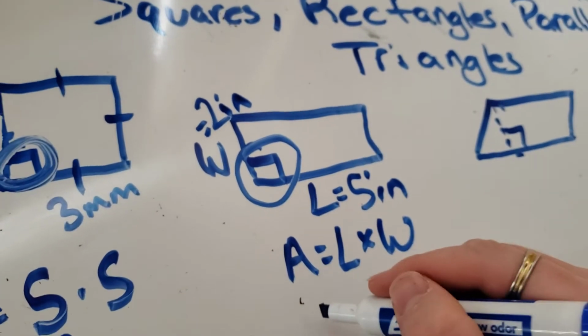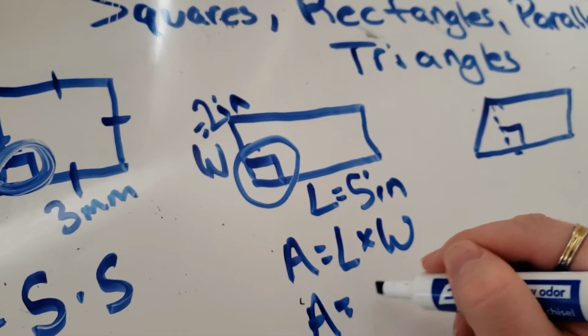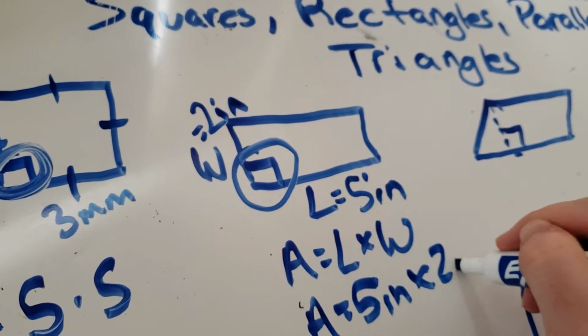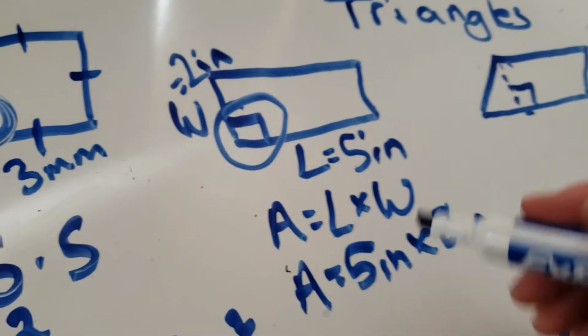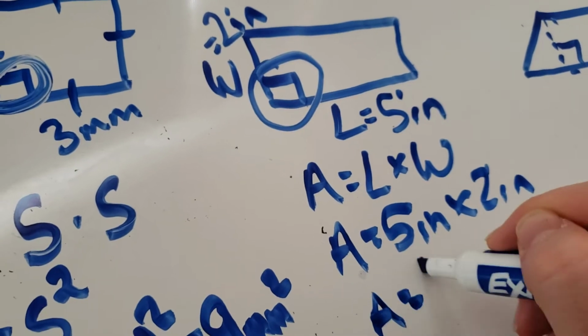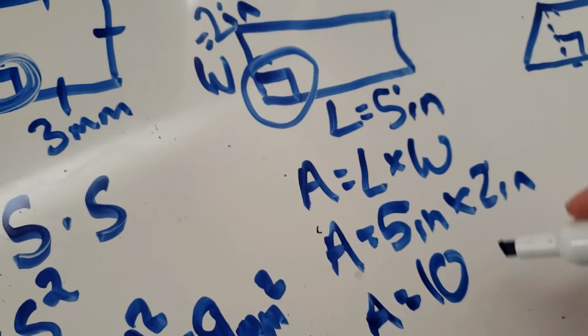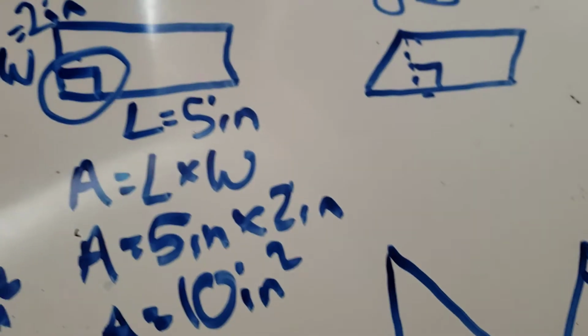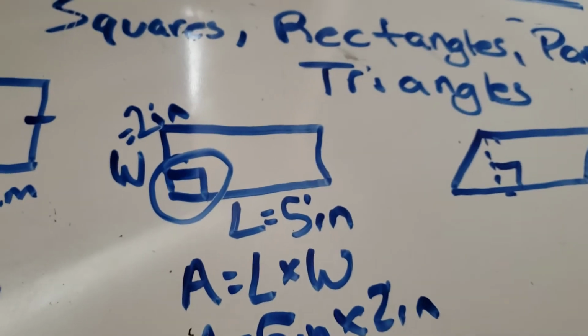So to find the area of this rectangle, we'd take length times width, which would be 5 inches times 2 inches. 5 times 2 gives us 10. Inches times inches gives us square inches. Remember, we use that exponent 2 to show square inches, to show something multiplied by itself.